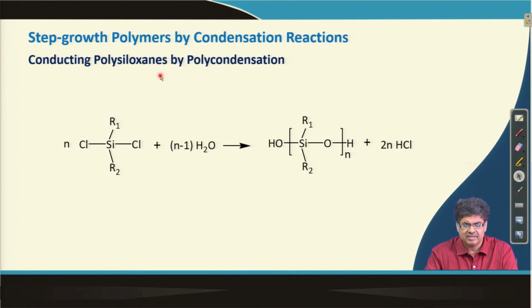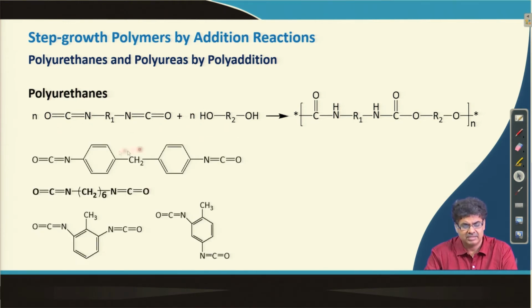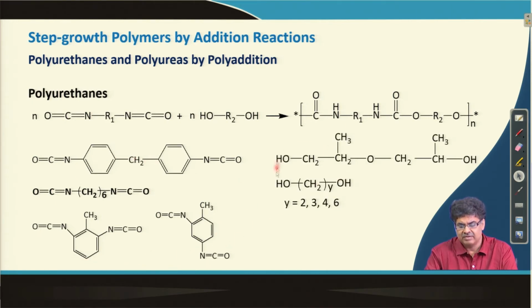Other examples are polysiloxanes, which contain silicon oxygen silicon bonds in the backbone, and further examples like polyurethanes and polyureas. Polyurethanes are synthesized by reacting isocyanate with alcohol groups, like diisocyanate and dialcohol. Some of the diisocyanate examples are shown here, and some of the dialcohols are shown here. They react with each other to form the urethane linkage. This is the urethane linkage in the polymer. So, they synthesize polyurethanes.